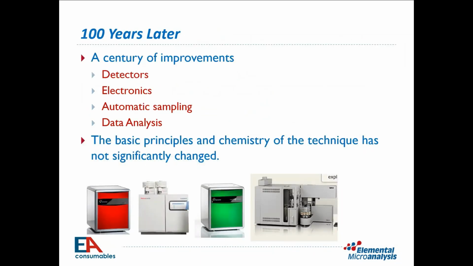In the ensuing 100 years since that time, there have been a great number of improvements in detectors, electronics, and automation. However, the basic principles and chemistry of the technique have not significantly changed. Samples are still combusted at a high temperature, around 1,000 degrees Celsius, in the presence of oxygen. Combustion gases are passed over reagents to quantitatively convert the analytes of interest into a single molecular form. Shown here are some of the current models of elemental analyzers that are typically in use today.